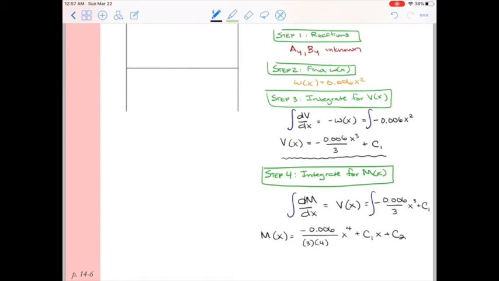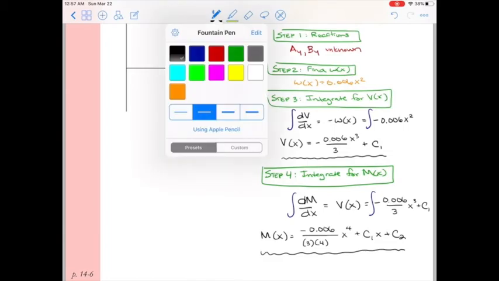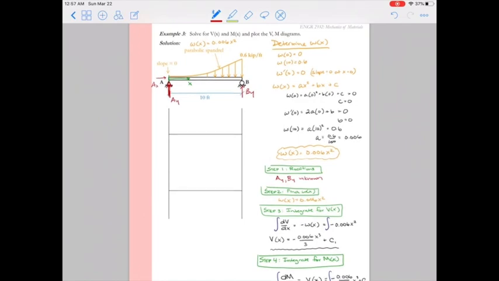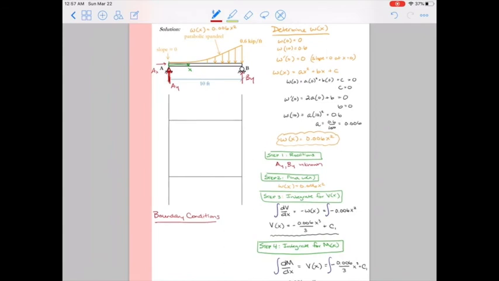All right, so I now have values for V of x and M of x. That was our main goal. But I have these constants that I still have to figure out. And so I have to look at my beam and figure out what do I know. We're going to call these boundary conditions. We'll look at this more in future classes. But I know that at a pin and a roller, as long as it coincides with the end of the beam, my moments have to be 0 at those locations.